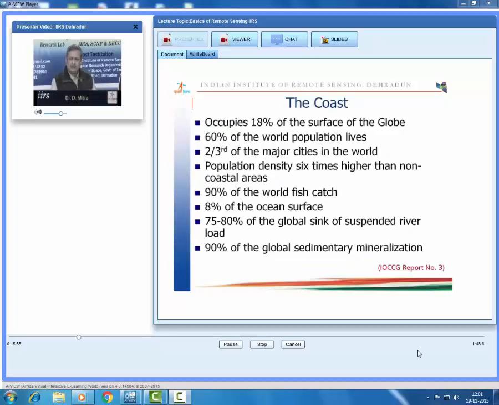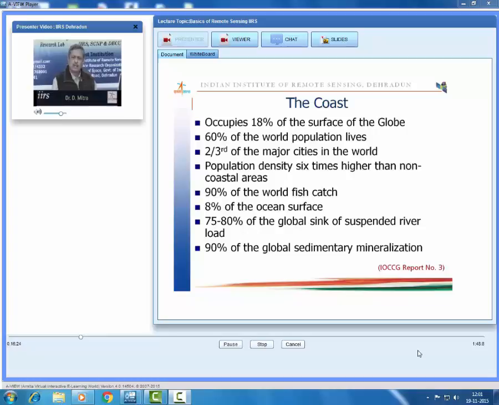So in a nutshell, if we summarize in a few bullets regarding the coastal zone, it is occupying around 18% of the surface of the globe. 60% of the world population is living in this region. And in India, we have 4 mega cities. Out of these 4 mega cities, except Delhi, Chennai, Kolkata and Mumbai are lying in the coastal area.